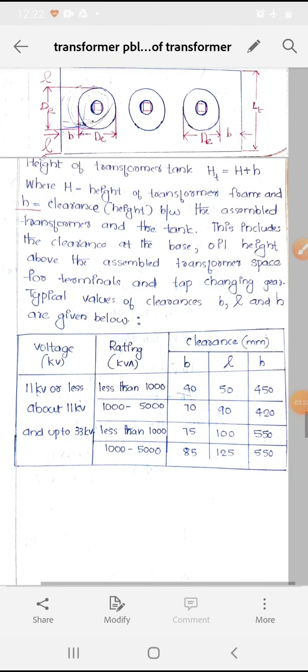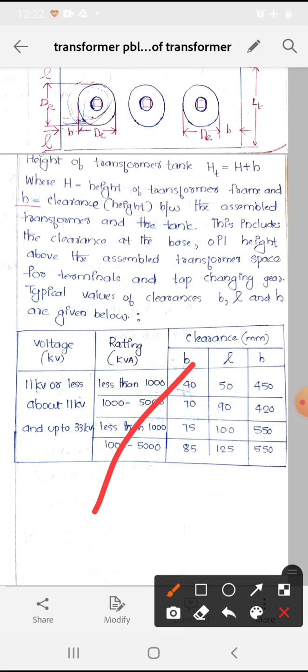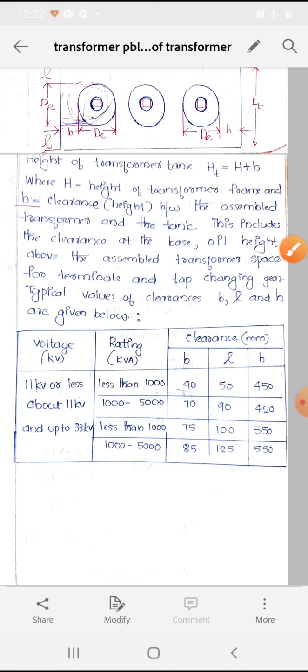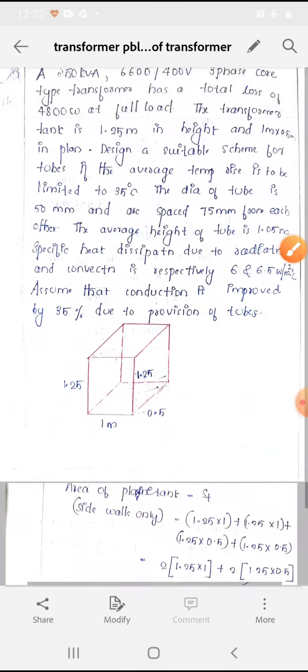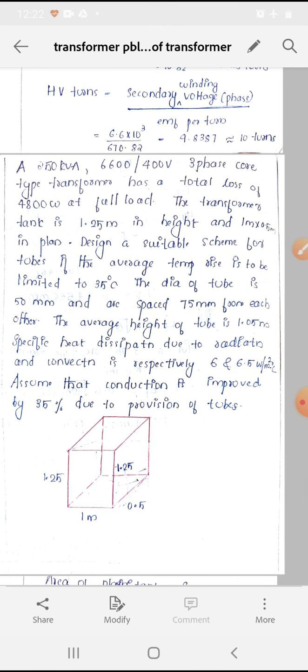And also for the competitive exams we need to memorize this table, these voltage ratings and also the clearance levels. This is very much important. So for the GATE exam we also need to memorize this table. That's all. So moving on to the transformer tank, two problems.